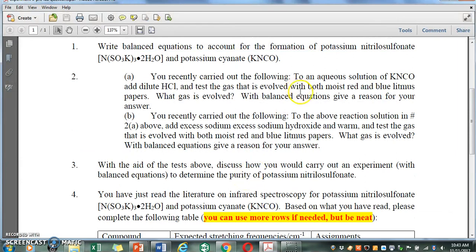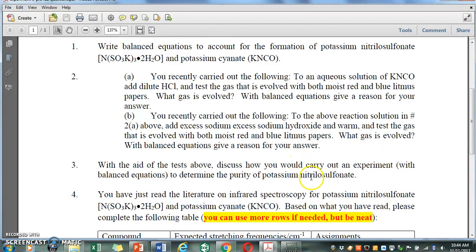Simple. What would happen when you use red and blue litmus? Obviously, you have to talk about the color changes, right? Blue litmus will turn red in an acidic gas. Red litmus will turn blue in an alkaline gas. And the only alkaline gas there is ammonia.